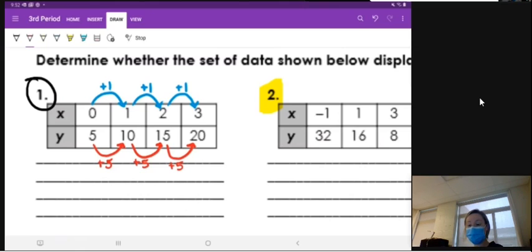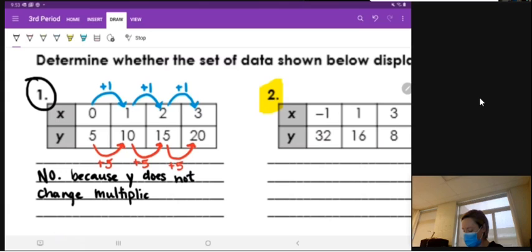So remember that exponential behavior requires y to increase by a multiplicative factor. So this is not exponential. So our answer is no. And now we need to explain why. No, because y does not change multiplicatively.